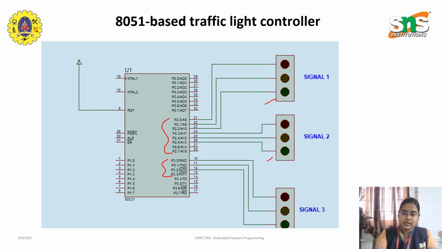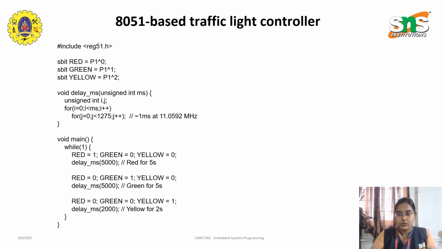Now let us discuss the program for the 8051 for the traffic light. We know the basic signals are red, yellow, green, so I am taking these basic signals for programming. We are setting them in port 1.0, port 1.1, and port 1.2. These pins are bits that represent red, yellow, green. I am including the register R1. This is embedded C programming.